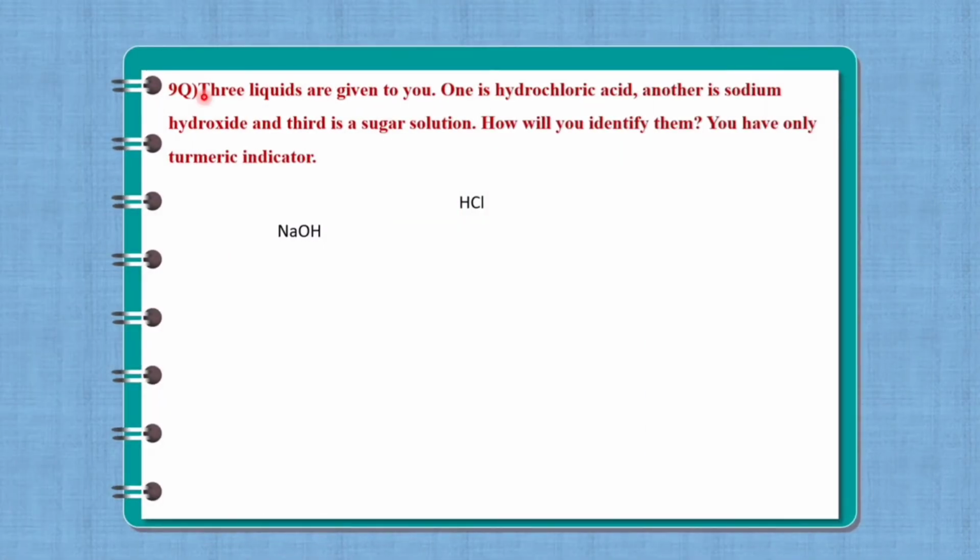Now let's see the 9th question. Three liquids are given to you. One is hydrochloric acid, another is sodium hydroxide, and the third is sugar solution. How will you identify them? You have only turmeric indicator.